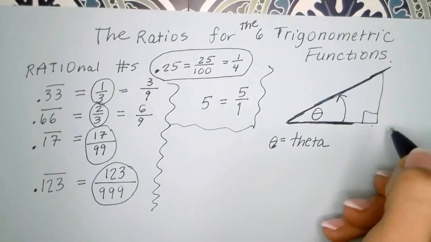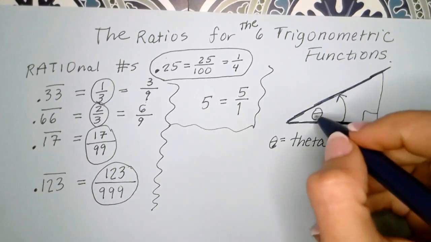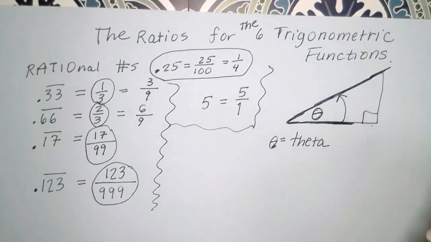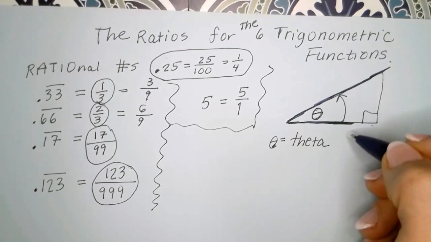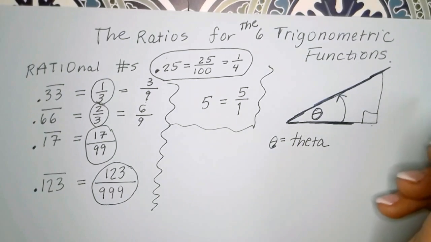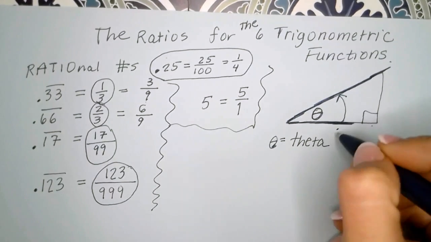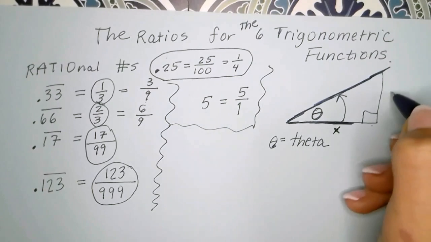Now we have 3 sides that we address in this. One of the sides is going to be opposite from the angle. One is going to be the hypotenuse. And then we have a third one. So let's start with those 2. I have this side here, x, I'll call it, and y.